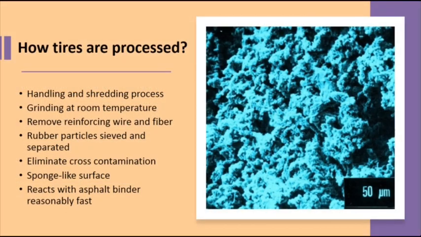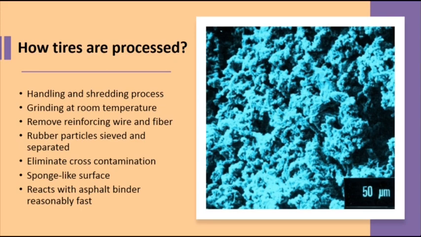Okay, next is how the tires are processed. It is important to recognize that today, CRM, or crumb rubber modifier, is typically a highly controlled material. The process is no longer just grinding up a stockpile of old tires and adding the rubber to hot asphalt. The handling and shredding process is carefully planned and monitored to produce a clean and highly consistent rubber material.